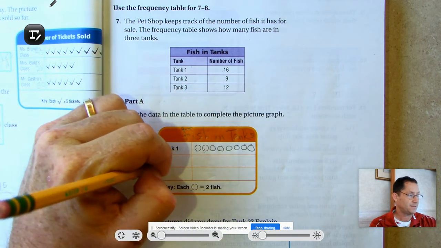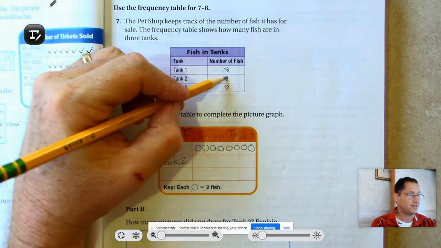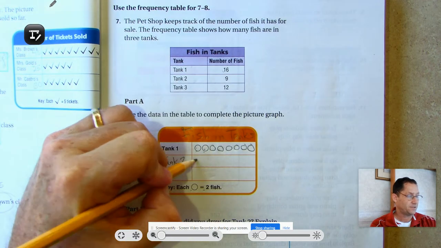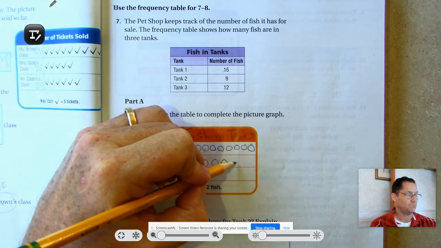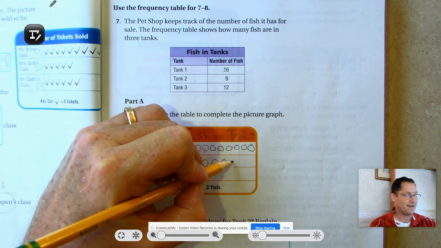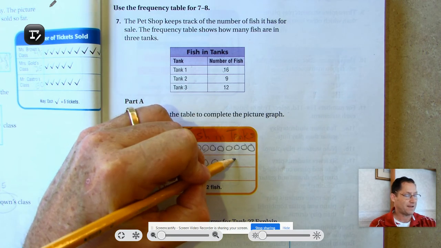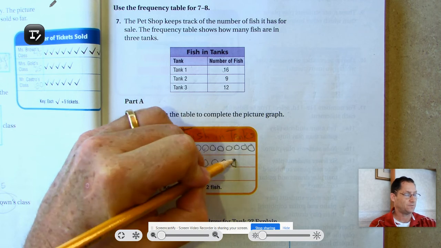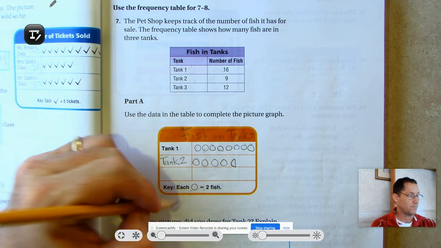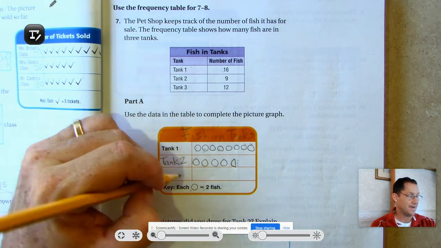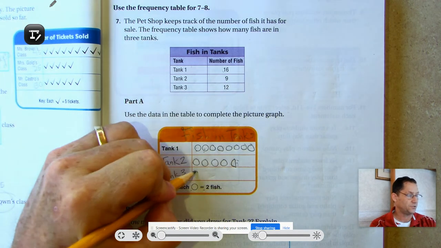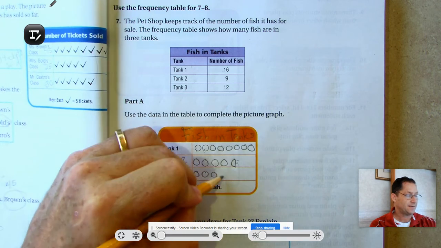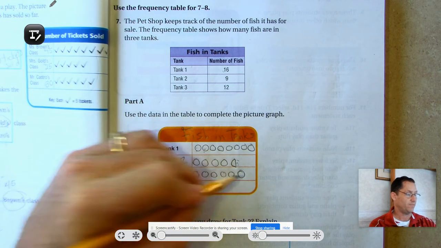Tank 2 says there are 9 fish. 2, 4, 6, 8. If I put a full circle, that's 10, right? So I'm going to have half a circle to represent 8 plus 1, 9. Tank 3 has 12 fish. 2, 4, 6, 8, 10, 12.